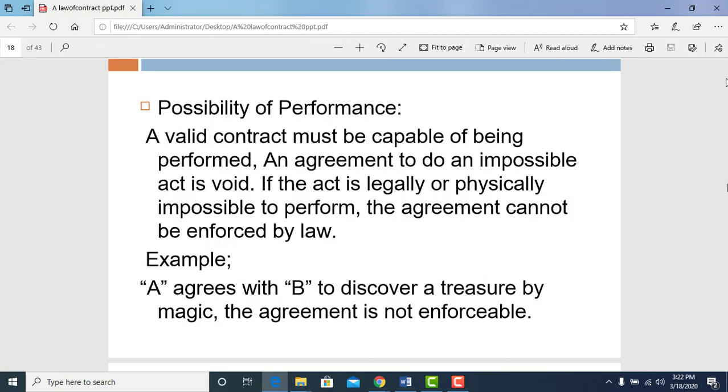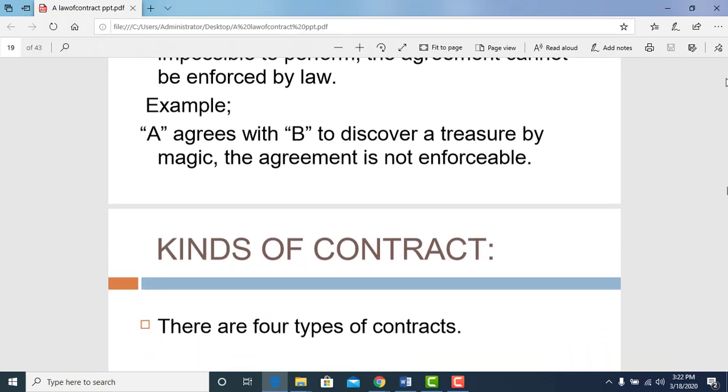Example: A agrees with B to discover a treasure by magic. The agreement cannot be enforced.